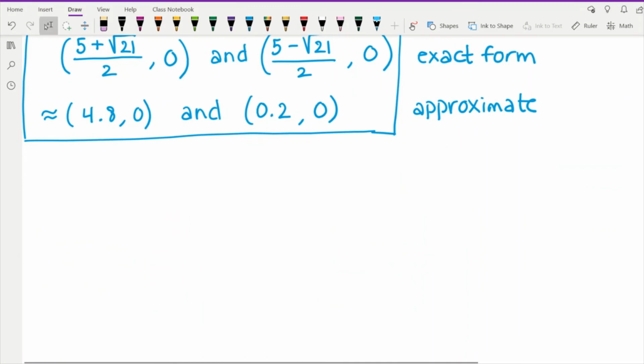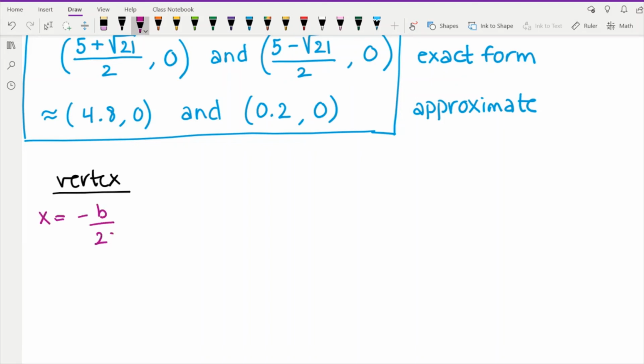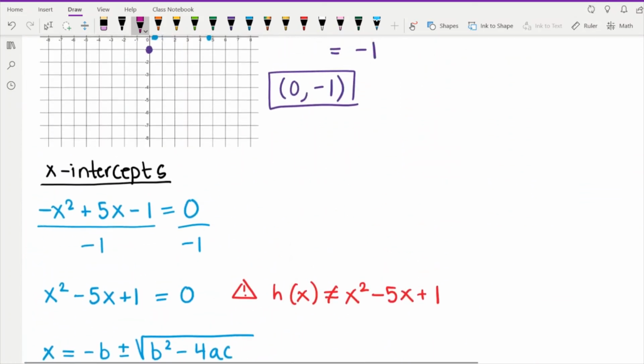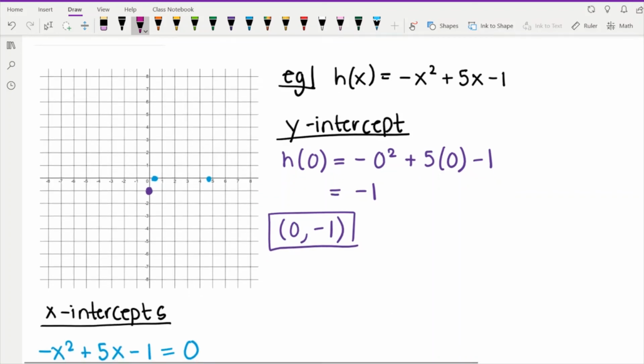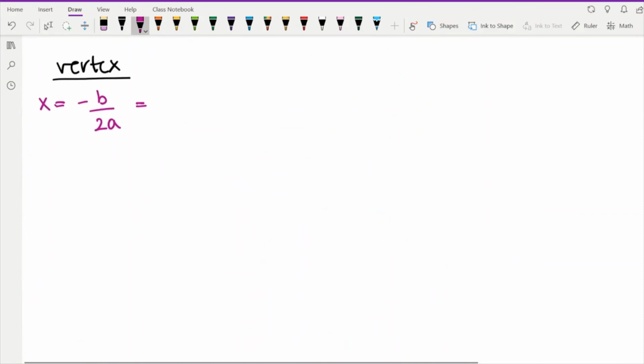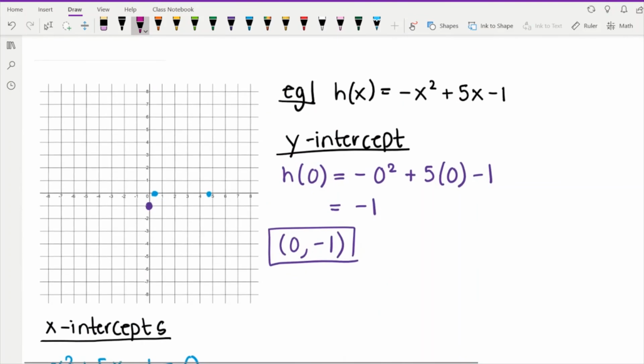Now we're ready to find the vertex. So the x-coordinate of the vertex is going to be equal to negative b over 2a. So this is where we want to go back to the original function. So the original function is here. So in the original function, b was equal to 5, so we're going to do negative 5. And then in the original function, a was equal to negative 1. And so we're going to do 2 times negative 1.